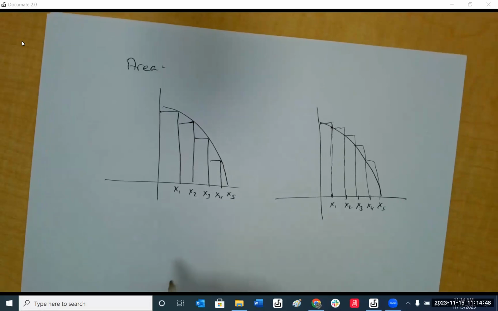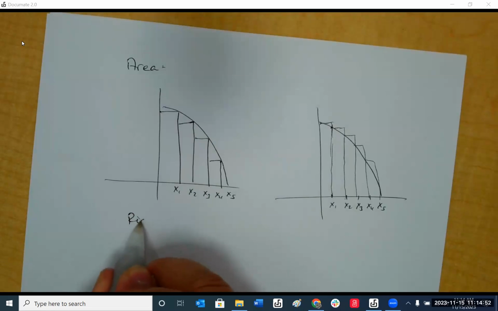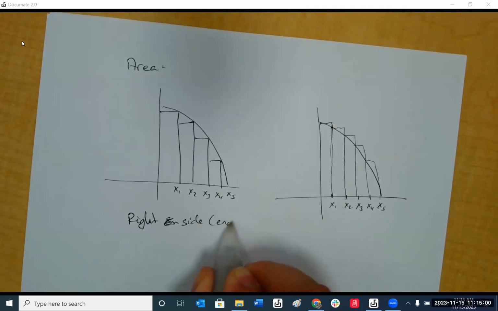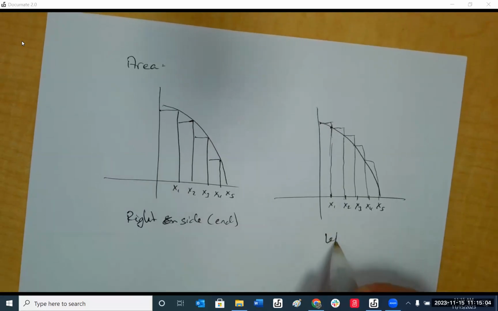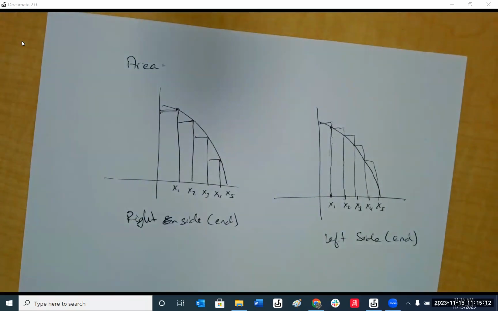All right. So what we have here is the right side, or right end. And this is the left side, or the left end analysis. Because on the right-hand side is the right side of your rectangle.